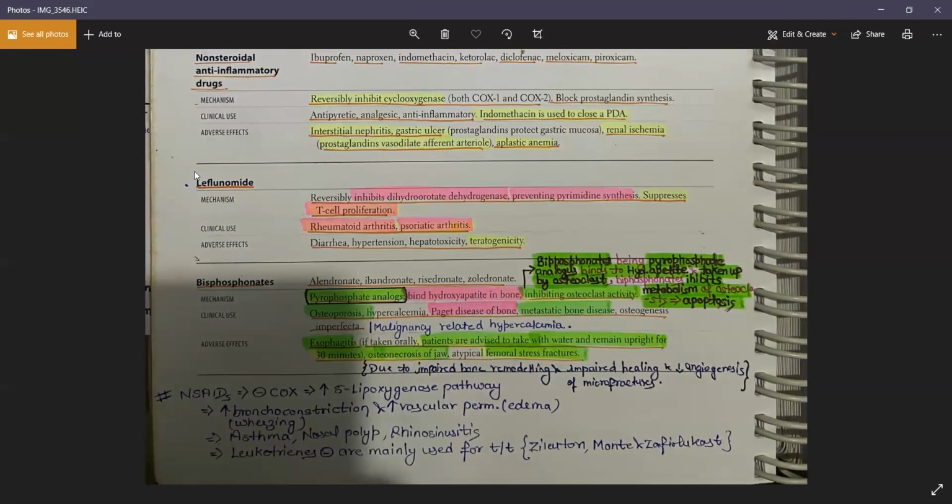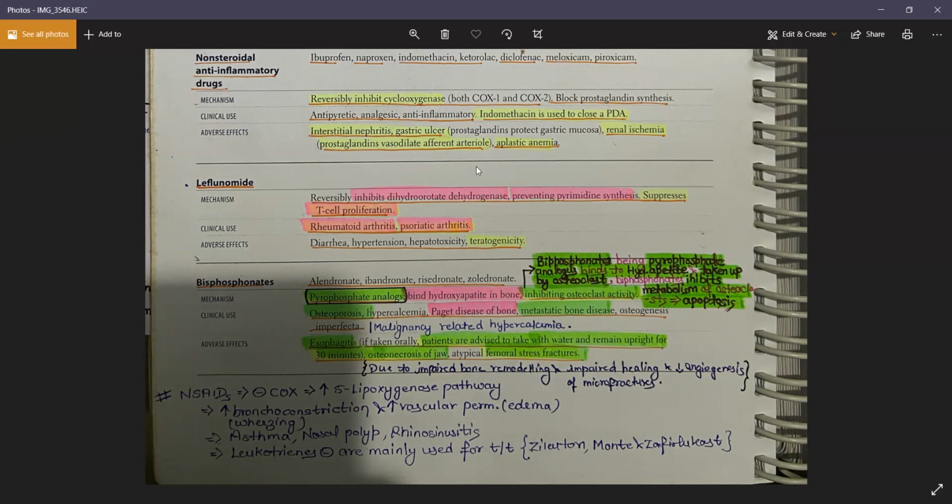Then comes the leflunomide. Very important. Leflunomide is the inhibitor of the dihydroorotate dehydrogenase. And does anyone remember what this enzyme does? Conversion of orotic acid to UMP. Exactly. And as a result, it will inhibit the pyrimidine synthesis.